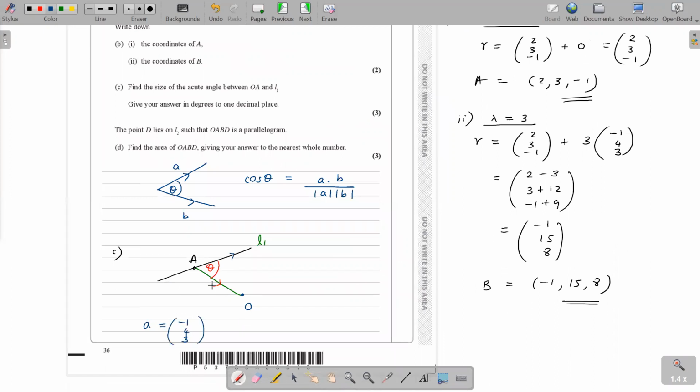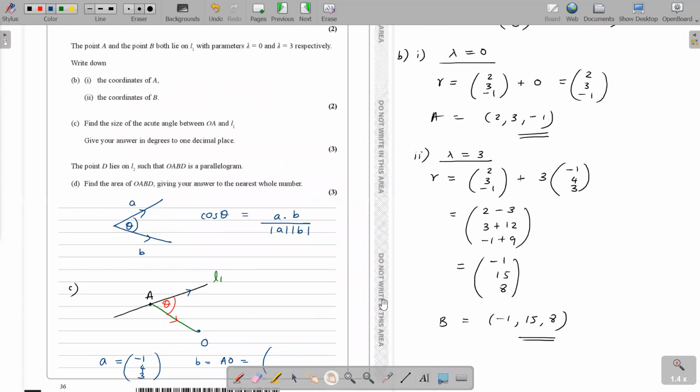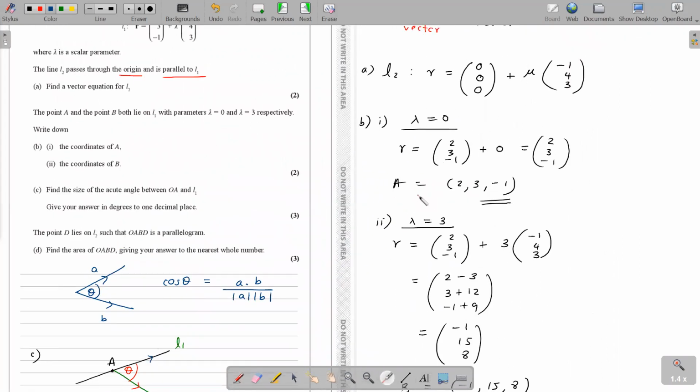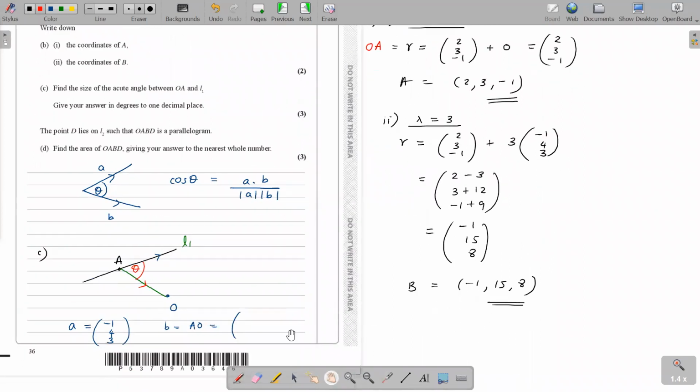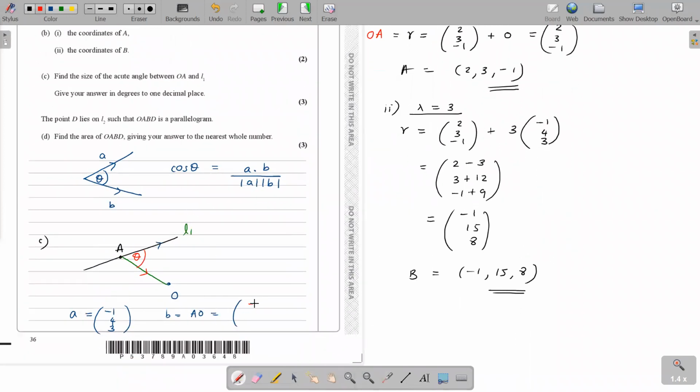And then my vector B is the AO vector. According to what I have drawn, this is AO, so AO is the opposite. When I get the coordinate 2, 3, minus 1, this is the position vector of A. Position vector is measured relative to the origin, so this is OA. So if you want AO, it will be minus 2, minus 3, and plus 1. Even if you use the OA vector here, that is going to be totally fine.